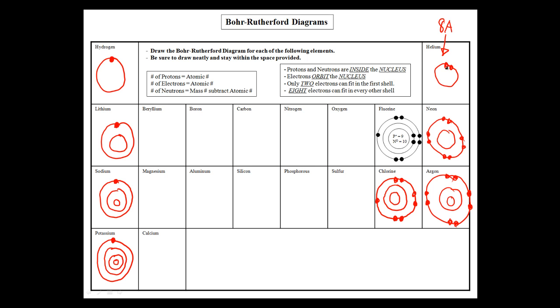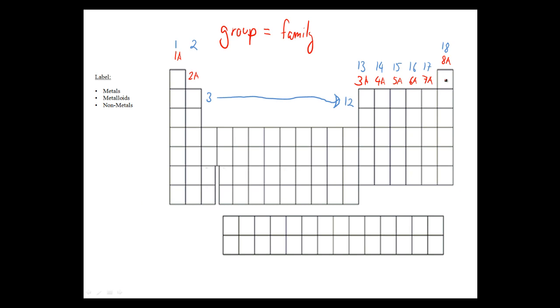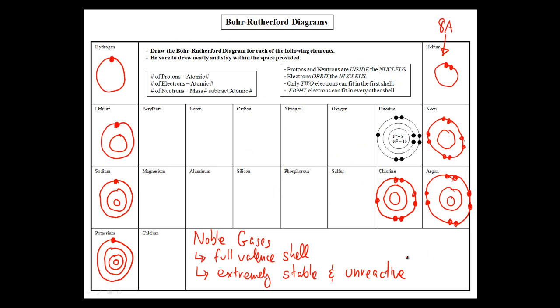So if you take a look at helium, helium can only have 2 valence electrons, or 2 electrons in the first shell, and so it has 2 right there, nice and filled. Neon can have 8, and so can argon, and they are all filled with a full, complete outer valence shell. The interesting thing about this family is that these elements are extremely stable and extremely unreactive. So, to summarize, noble gases, group 8A or 18, have a full valence shell and are extremely stable and unreactive.